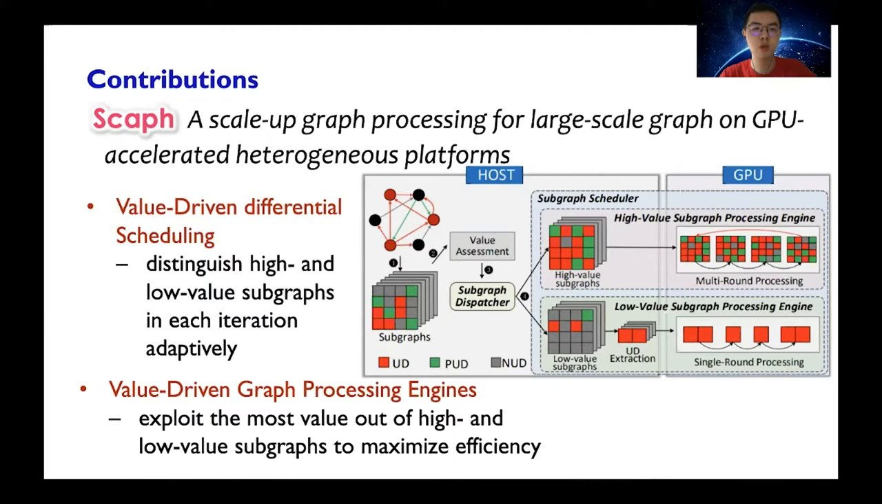All the subgraphs of a graph are computed on the GPU, while the host is responsible for their preparation. At each iteration, its dispatcher classifies a subgraph as either a high-value or low-value subgraph and sends it to the corresponding agent to facilitate value-driven differential scheduling. Both engines schedule their subgraphs for acceleration on the GPU independently but concurrently. Scaph is essentially a hybrid graph system that allows out-of-order computation of high-value subgraphs in each cyclic iteration.